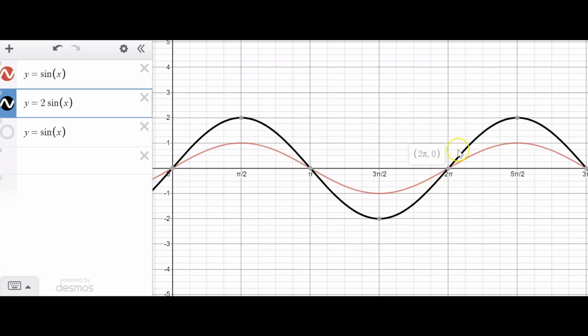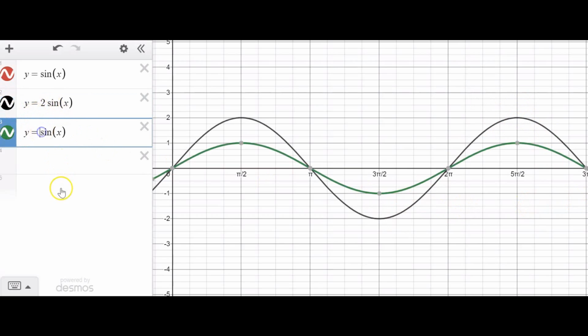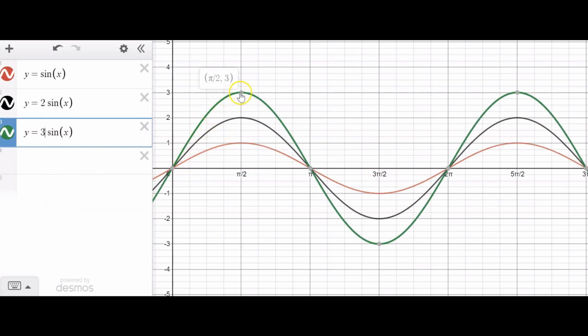And then it goes back up to 0, then up to positive 2, and then it would go down to negative 2 again. If we were to make the amplitude 3, if we would do 3 times sine, you would see that it would go up to 3 and then down to negative 3.